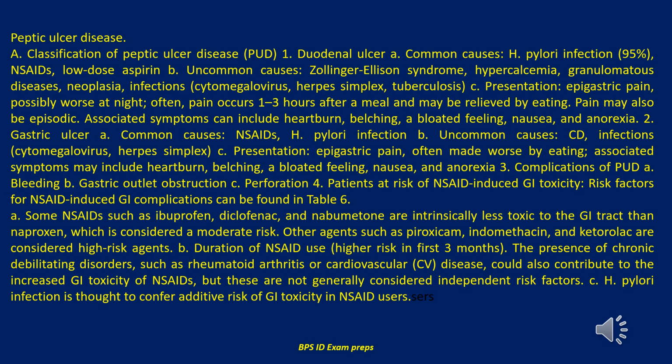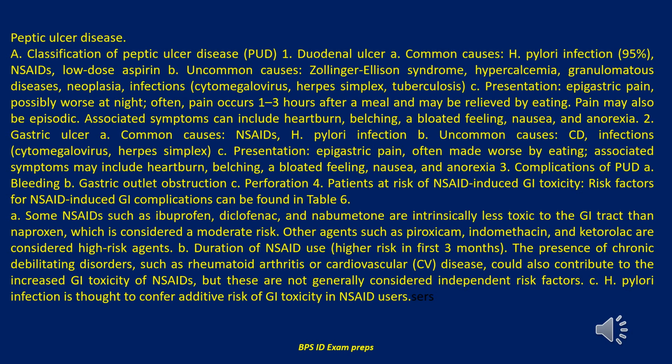3. The complications of PUD include A. Bleeding, B. Gastric outlet obstruction, and C. Perforation. 4. Patients are at risk of NSAID-induced GI toxicity. Risk factors for NSAID-induced GI complications can be found in Table 6A.